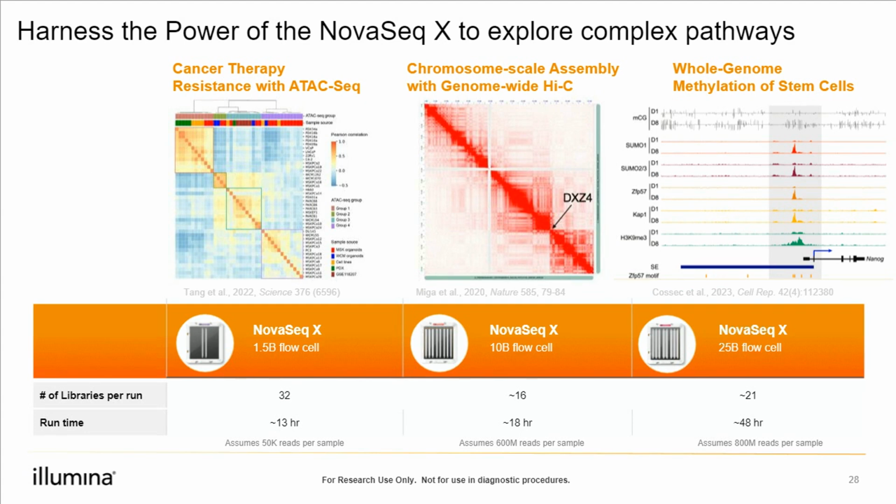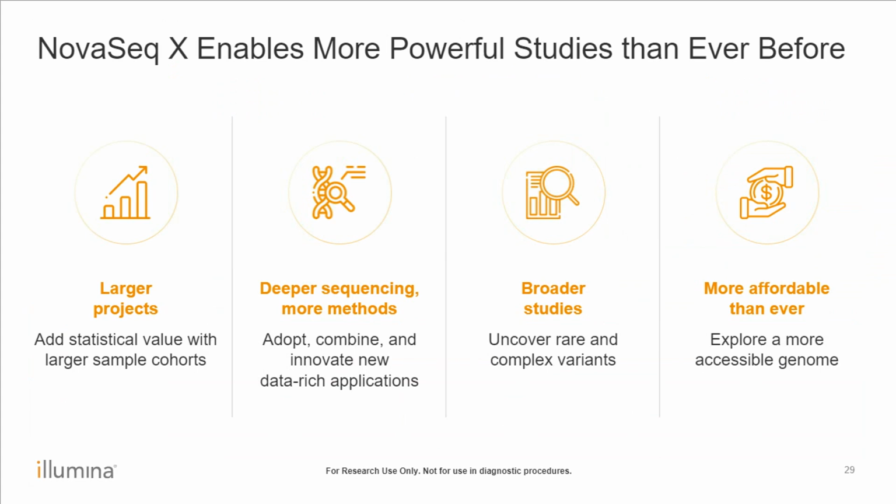From coupling ATAC-seq with RNA-seq to using whole genome methylation to characterize stem cells, we can pair more applications at a lower cost than ever before for the deepest insights. The higher output, speed, and reduced costs on the NovaSeq X enables larger projects and deeper sequencing, driving more powerful studies than ever before. Next, I will pass it over to Deepthi to talk about onboard informatics on the NovaSeq X.